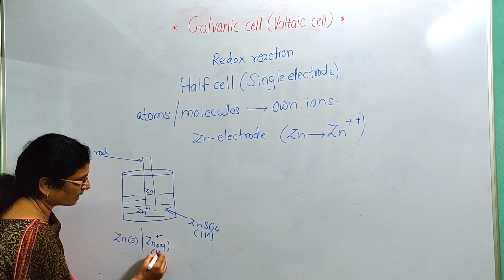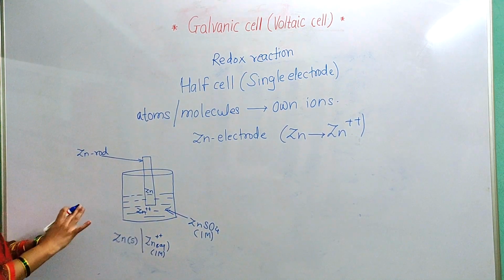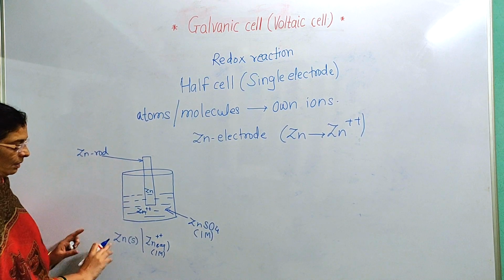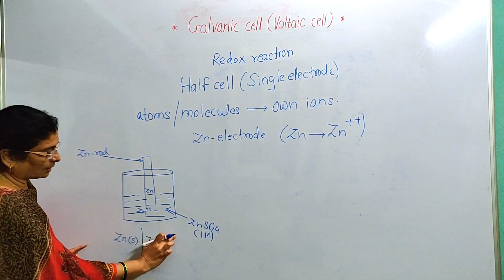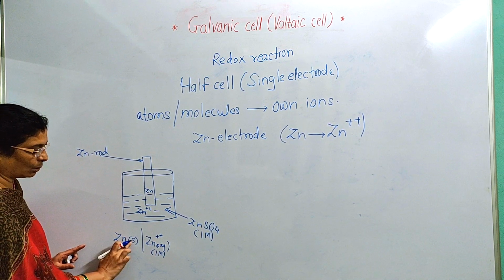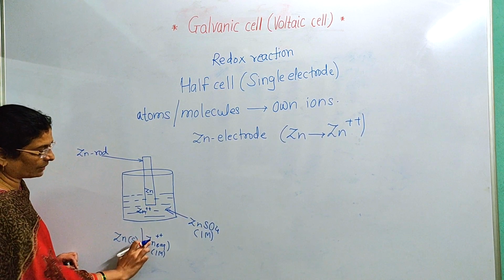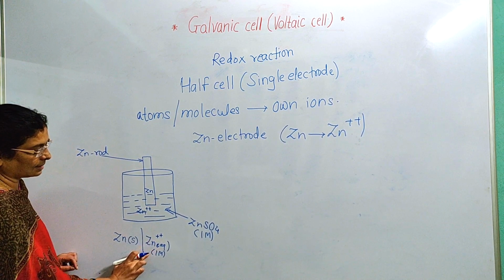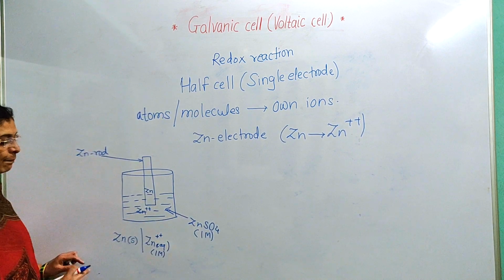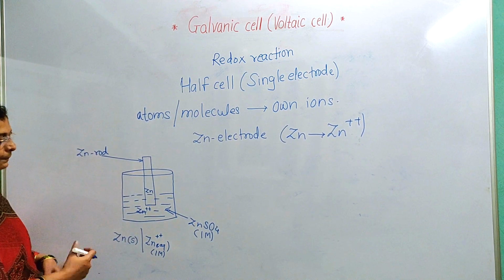Here, the concentration is represented as 1 molar. So simply, without drawing this diagram, we can say that a zinc electrode is prepared by dipping a Zn rod, that is Zn atoms, in direct contact with Zn2+ ions of the solution having concentration 1 molar. This is the method for representation of this metal electrode.